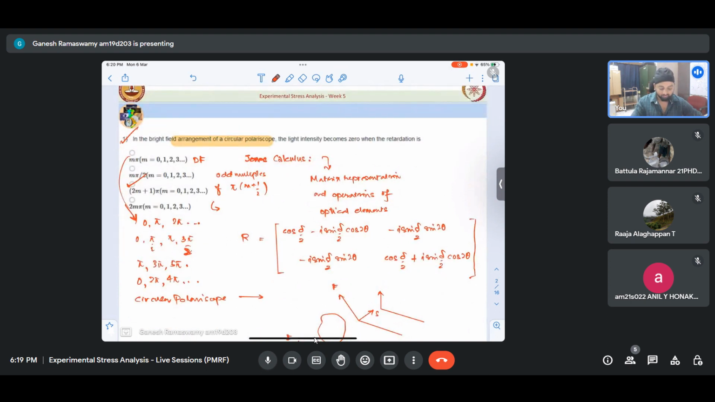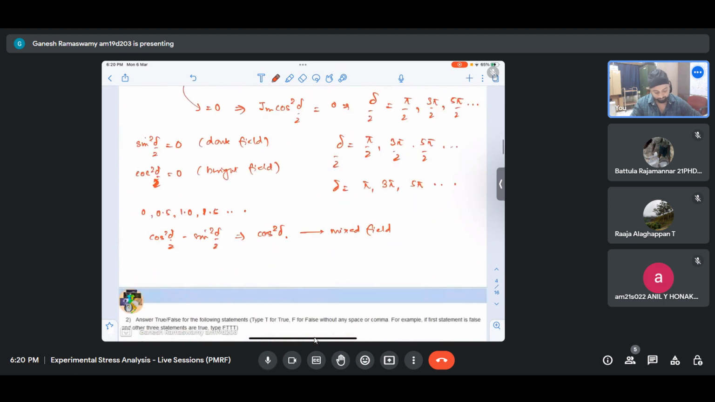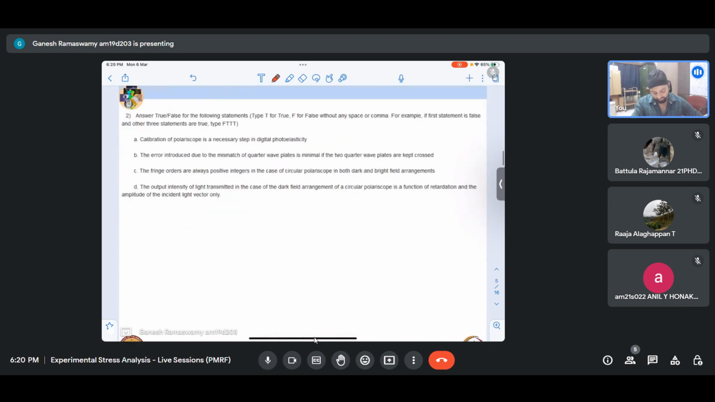Okay, so let us look at the next question. Answer true or false for the following statements in some particular format, FT, FFT, whatever that is. So a calibration of a polariscope is a necessary step in digital photoelasticity. Yes, this is very much required in digital photoelasticity since we are going for quantitative whole field measurement.